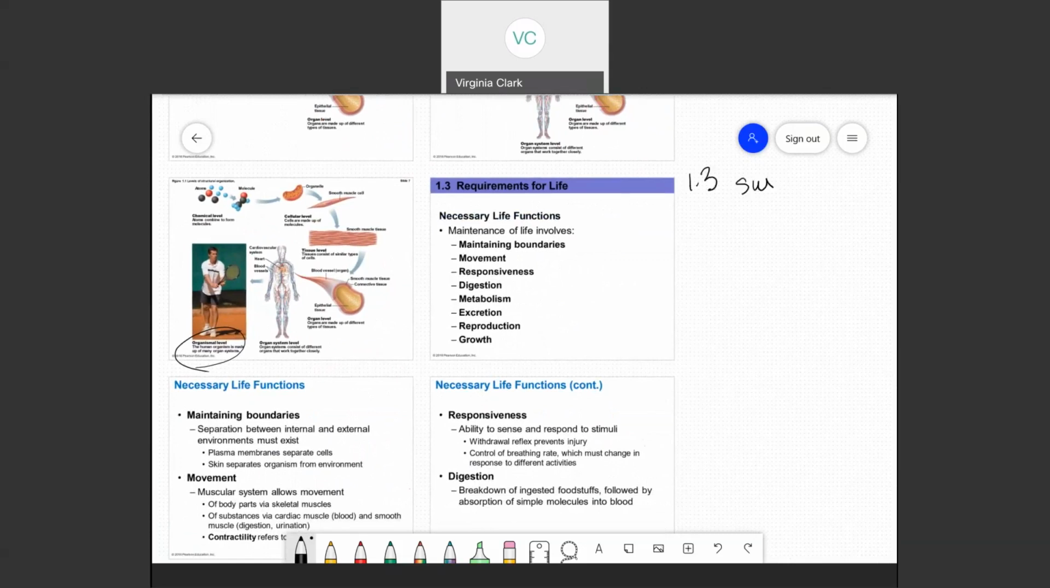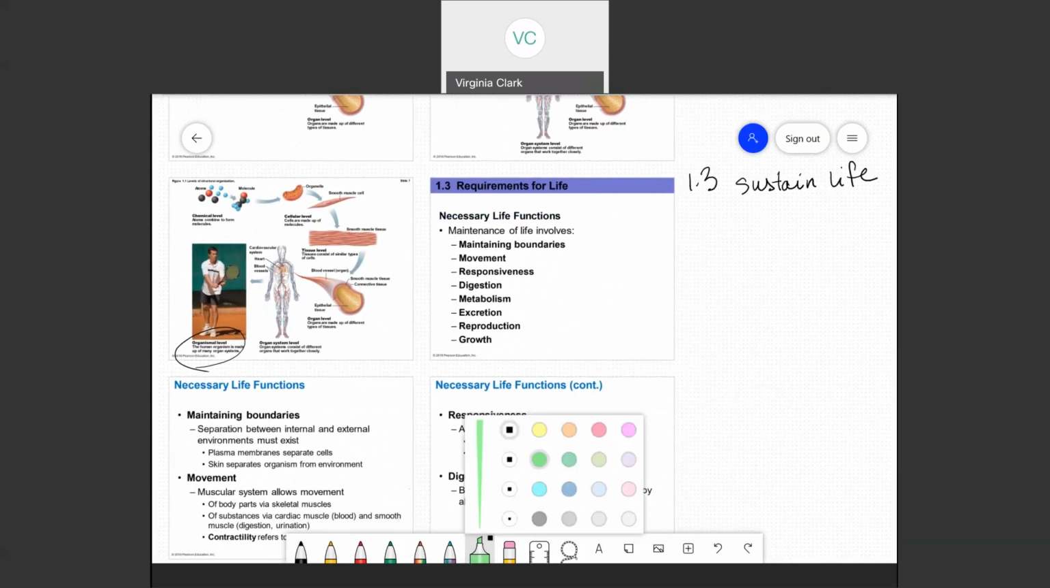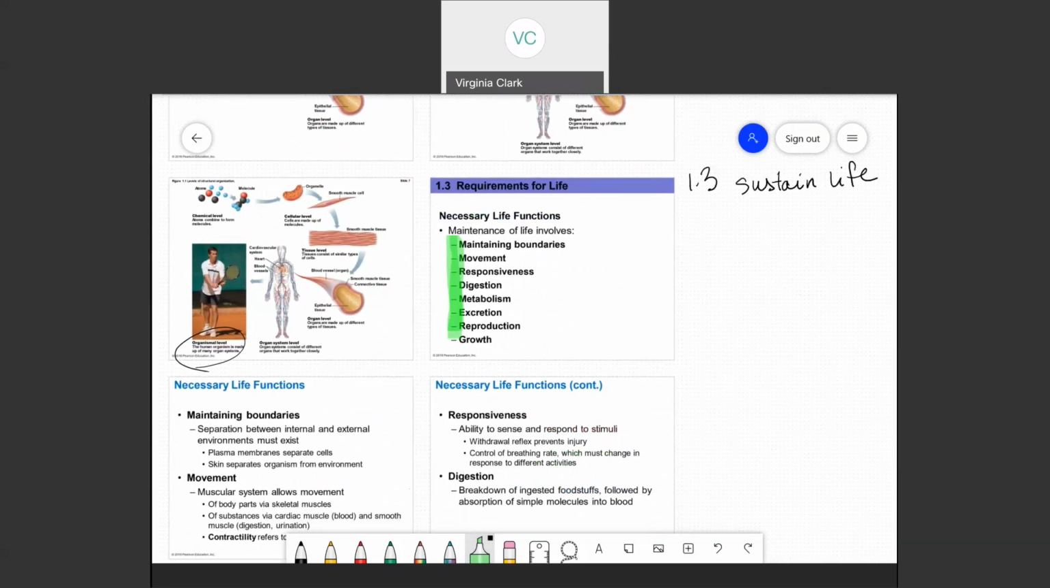So how do we actually sustain life, and what do we need in order to sustain life? These are our necessary life functions that you need to sustain life, and we're going to talk through these just as an overview. It's a little bit more common sense, but I want you guys to know these are what we need to sustain life.